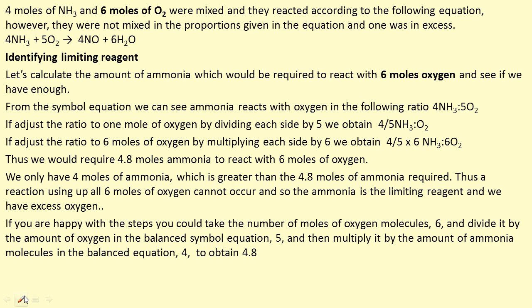If you're happy with the steps above, you could take the number of moles of oxygen molecules, 6, and divide it by the amount of oxygen in the balanced simple equation, 5, and then multiply it by the amount of ammonia molecules in the balanced equation, 4, to obtain 4.8. So that's what we just did effectively above as we were adjusting the ratio.